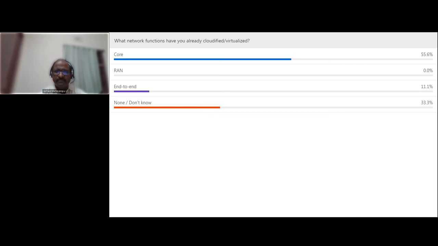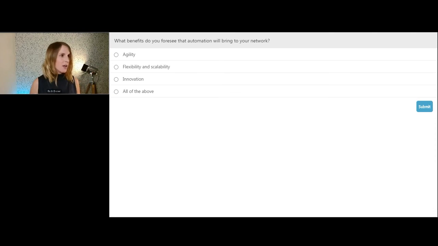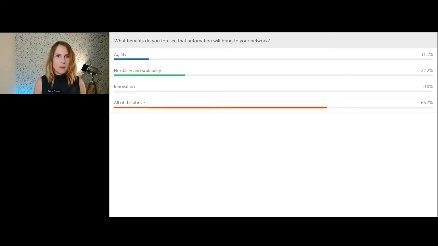Okay, brilliant. Let's move on to our second poll question now before we link into our panel discussion. The poll question is, what benefits do you foresee that automation will bring to your network? We've got agility, flexibility and scalability, innovation, or all of the above. I'll let people have a vote, and then again, we'll move to the next slide to discuss the answers. So what benefits do you foresee that automation will bring to your network? I'm just going to move on to the next slide so we can see the results coming in.